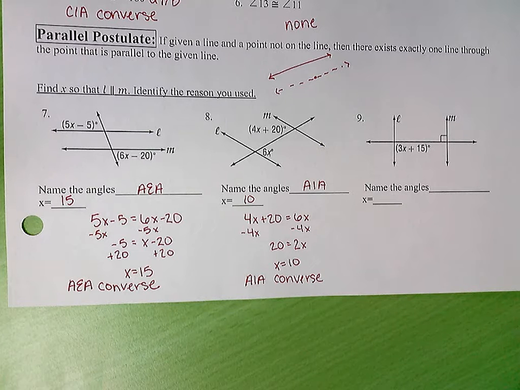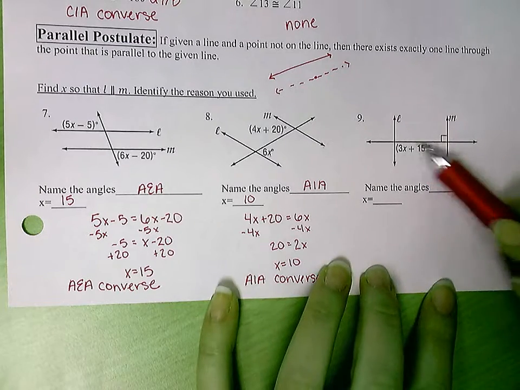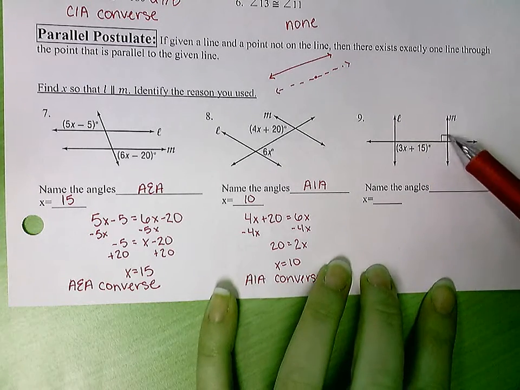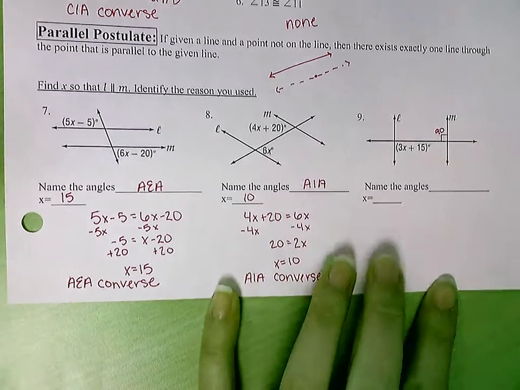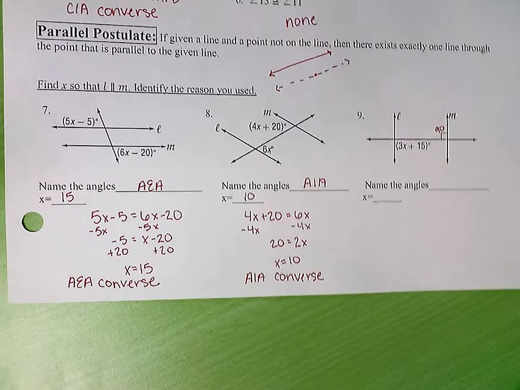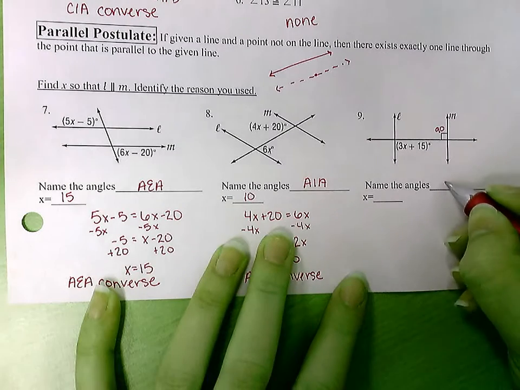Okay, number 9. Any questions on 7 or 8 before I do 9? No. All right. Number 9, I want line L parallel to line M. And I have this angle right here with X in it. And I have this box here, which means what? 90. Okay. So what type of angles would these be? Complementary.